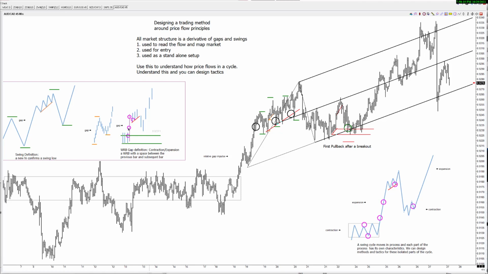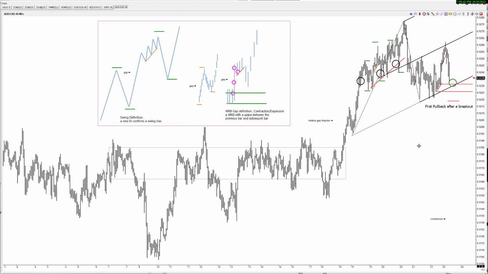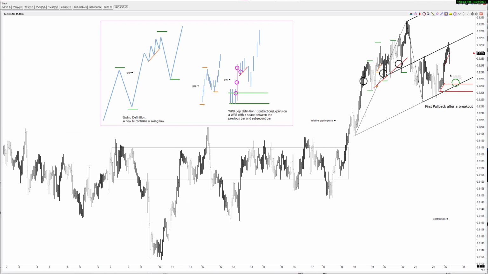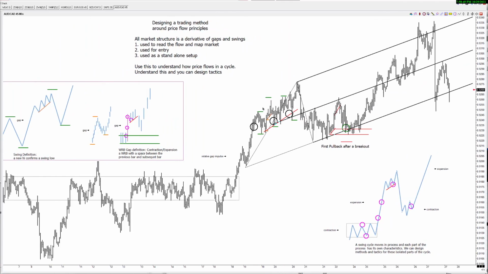Now, when you understand gaps, we can literally use this structure in a way to read the overall flow and just work with gaps and nothing else. We can use it for an entry, like right here. So you can see in the middle of a swing, I watch it. If it comes off, I'm willing to enter because this is a swing. We can use it for an entry. And we can even use this as a standalone setup in many ways, all by itself. Okay?